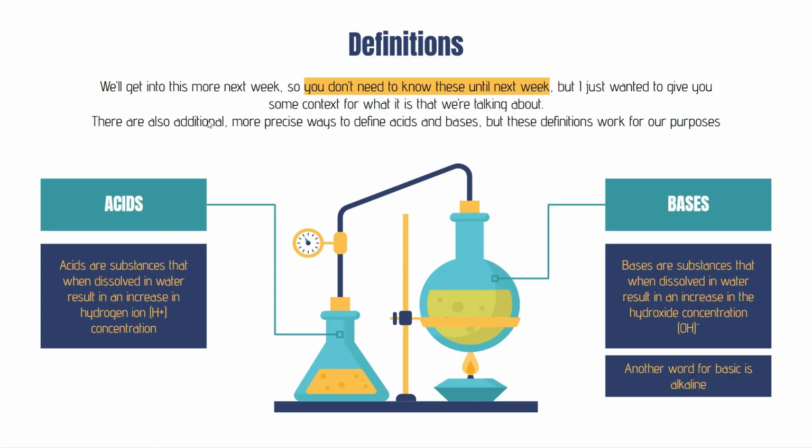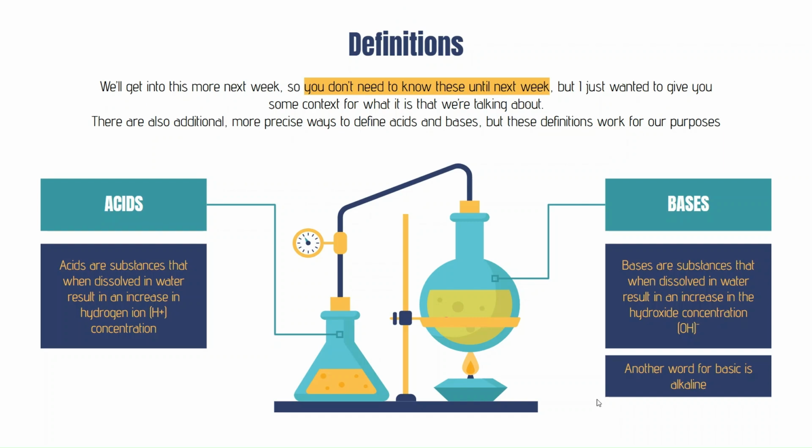So acids are any substance that when we dissolve them in water result in an increase in hydrogen ion concentration. So those are my H pluses. And bases are any substance that when I dissolve them in water result in an increase in hydroxide ion. That's the negative OH concentration. There are more precise ways that we can define acids and bases, but for our class, these definitions are going to be fine. We don't need to get too much into the nitty-gritty of these definitions. There are more, but this will work for us.